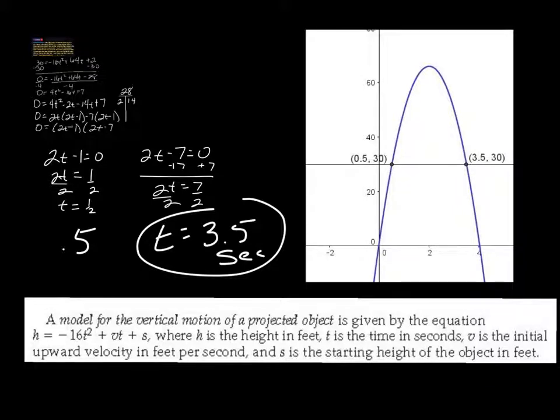A model for the vertical motion of a projected object is given by the equation h equals negative 16t squared plus vt plus s, where h is the height in feet, t is the time in seconds, and v is the initial upward velocity in feet per second, and s is the starting height of the object in feet.